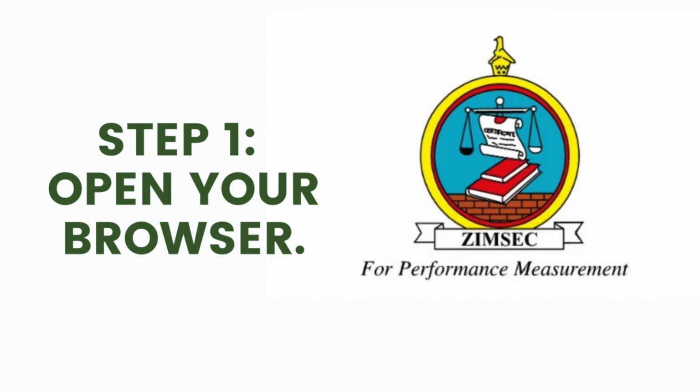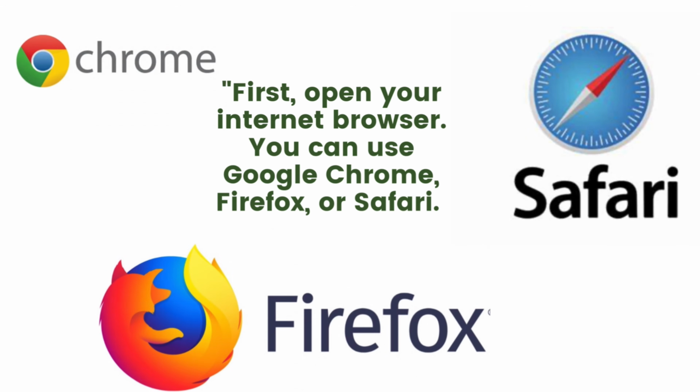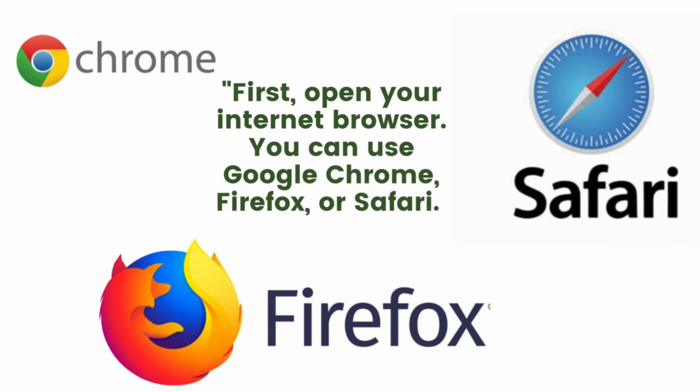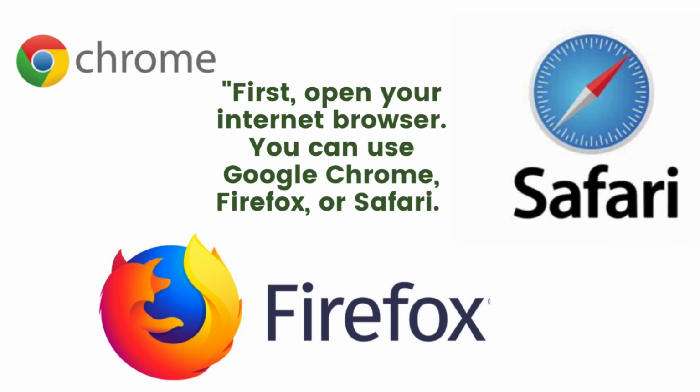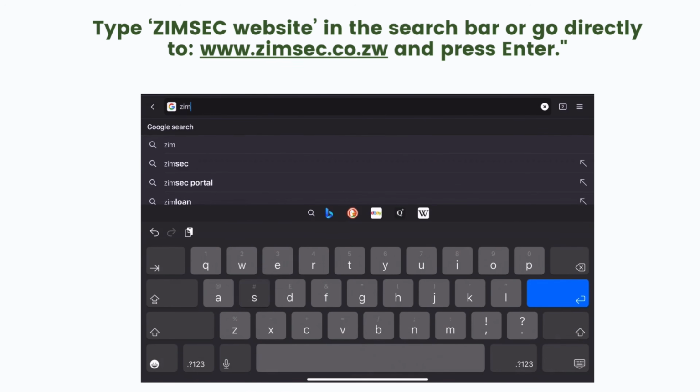Step 1. Open your browser. First, open your internet browser. You can use Google Chrome, Firefox, or Safari. Type ZIMSEC website in the search bar or go directly to www.zimsec.co.zw and press enter.